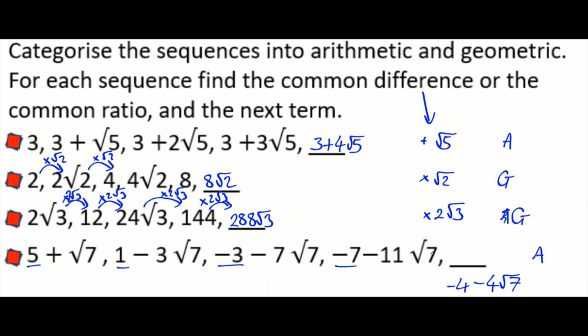So our last one, we're at minus 7. If we subtract 4, that would take us to minus 11. And then if we have minus 11 root 7, we take away another 4 root 7s, that will take us to minus 15 root 7.